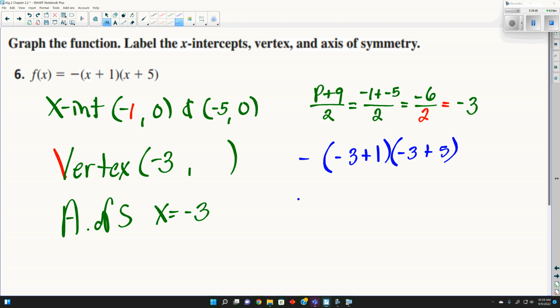But if we type this in, or do it by hand, -3 plus 1 is -2. -3 plus 5 is 2. Negative times -2 is 2. 2 times 2 is 4. So the vertex is (-3, 4).